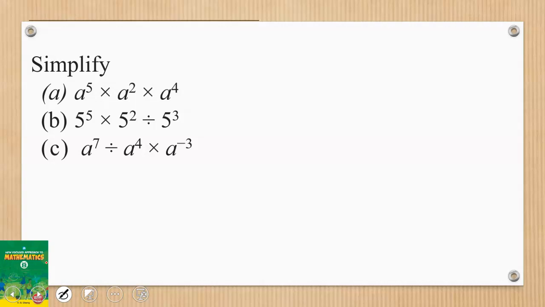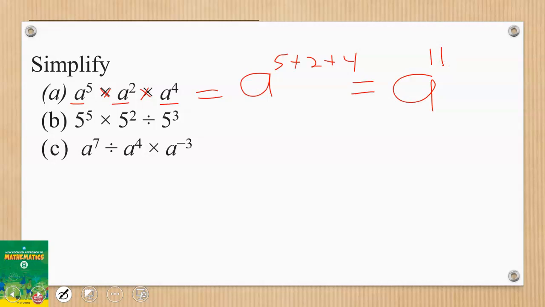In this question, we have to simplify a exponent 5 times a exponent 2 times a exponent 4. According to the law, since all the bases are the same and we are multiplying in each of the cases, we can keep only one base and add 5 plus 2 plus 4. And that will give us a exponent 7 plus 4, which will give us 11.